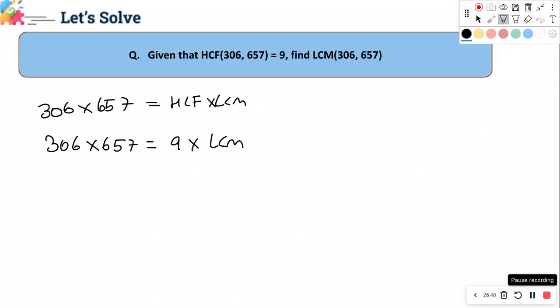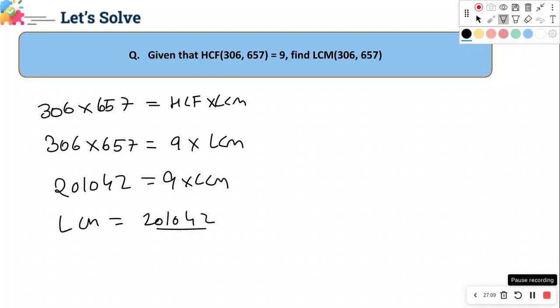So what we can do with this? We can say that this is a simple equation. What is 306 into 657? That's 201042. Correct? That is equals to 9 into LCM. So LCM will be 201042 divided by 9. Correct? That gives you, divided, you will get 22,338. That becomes your LCM over here.